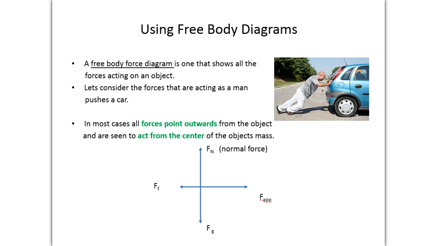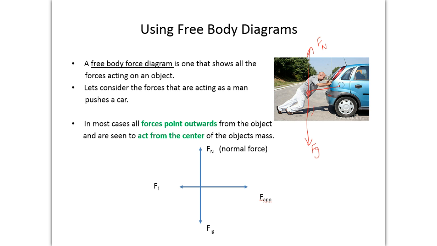So we look at the man here, and we'll consider from the center of the object. First, you have a force of gravity pulling you down. Now, since the person is not sinking into the pavement, there must be a normal force resisting that. So that's what we call the force going against gravity. It's called the normal force, and it's represented by F subscript n.